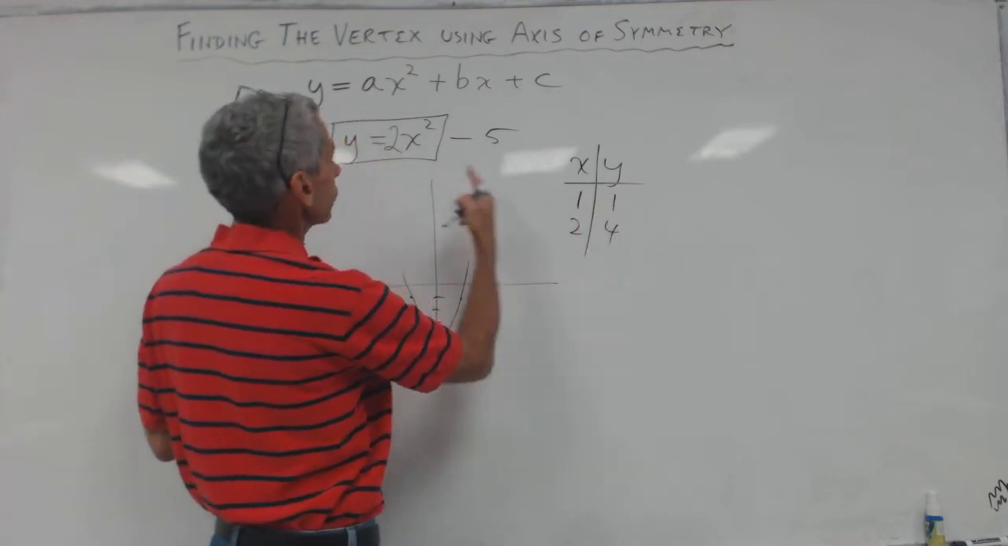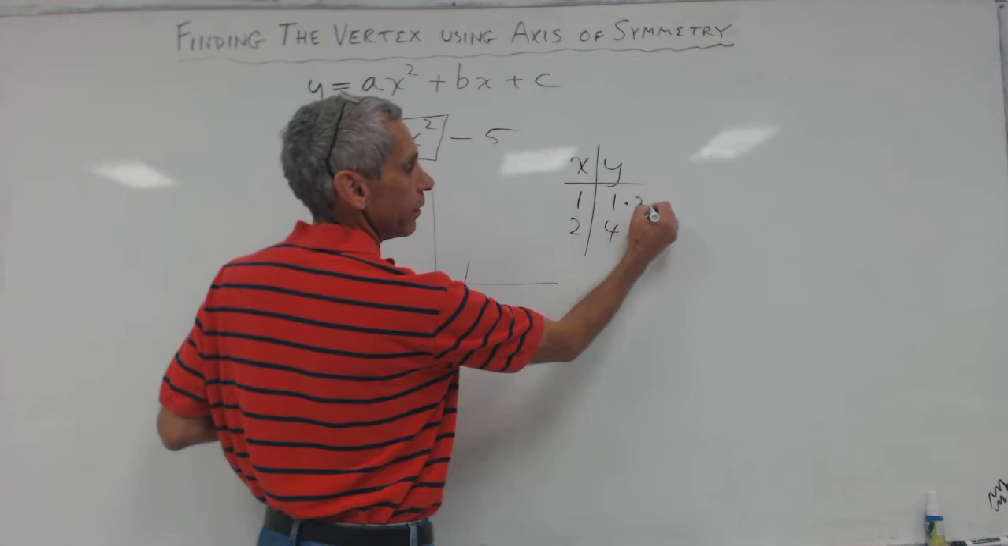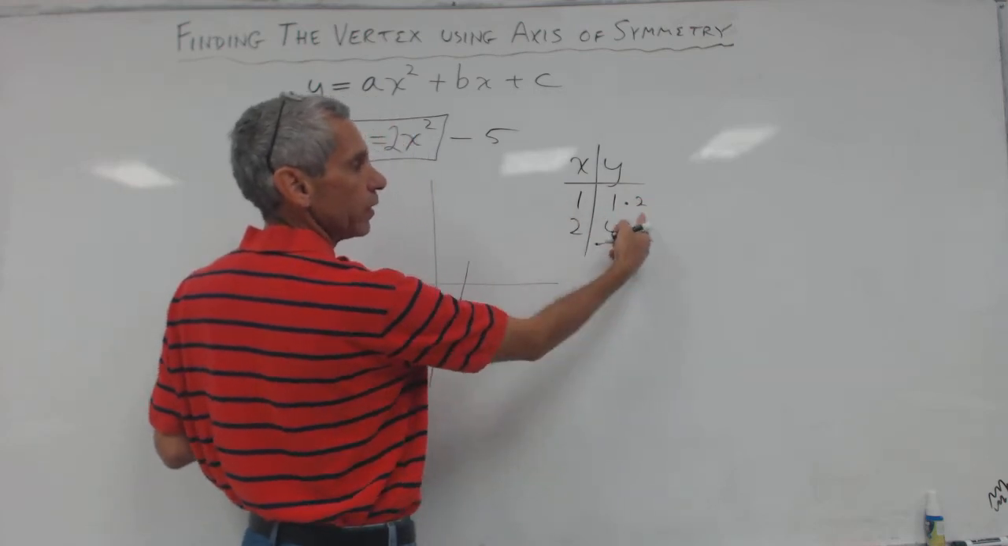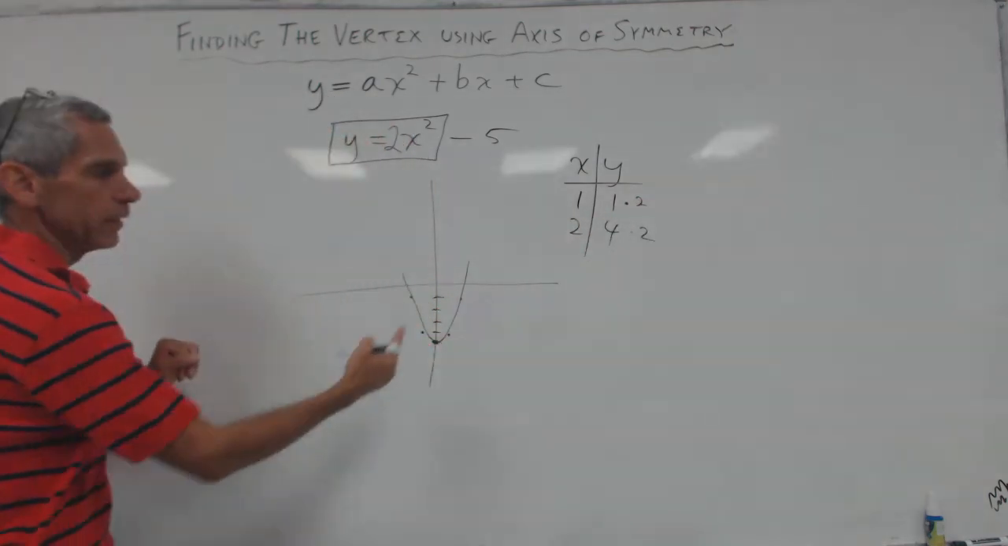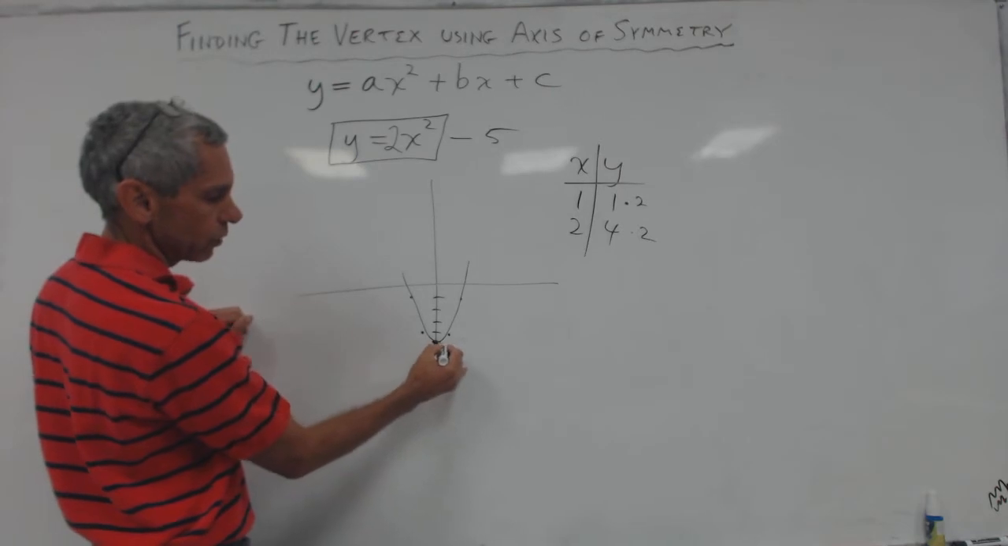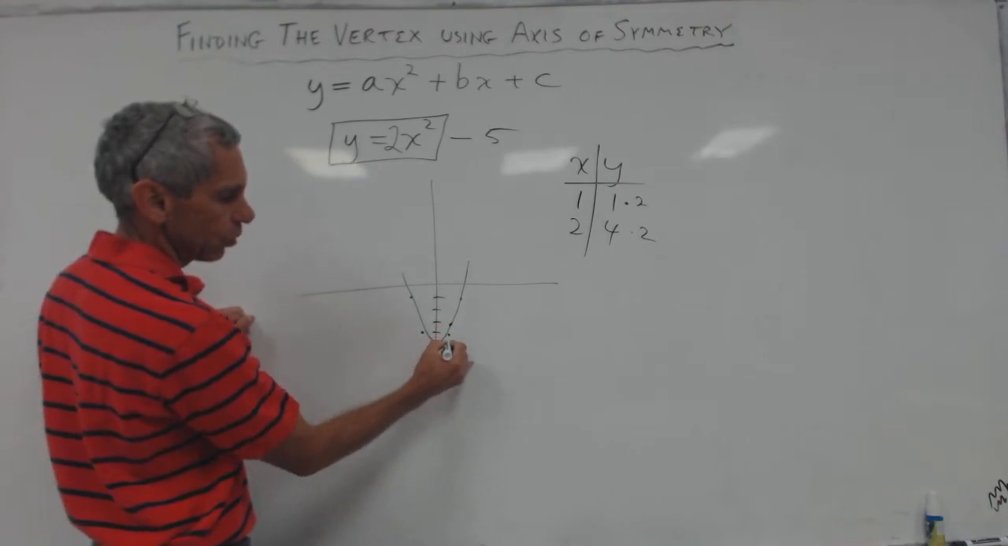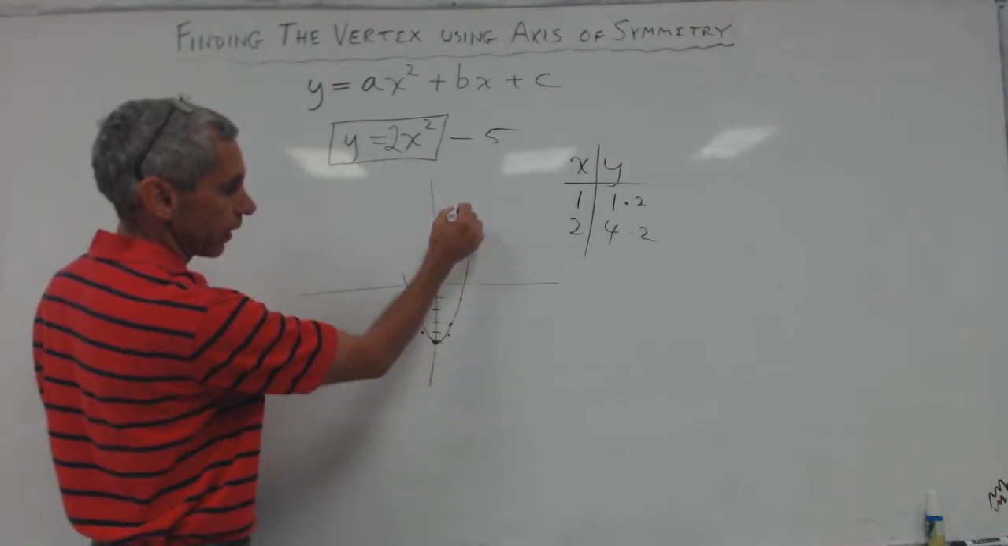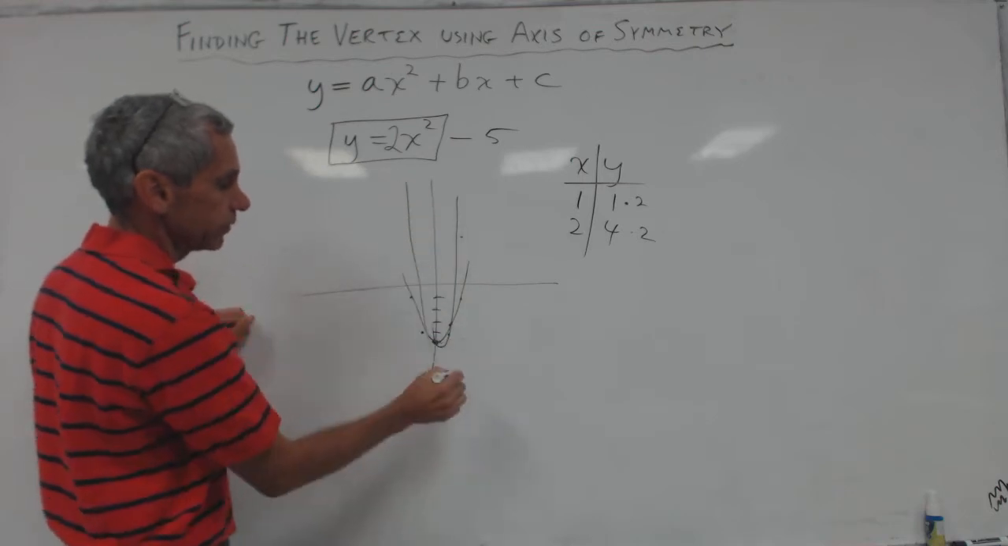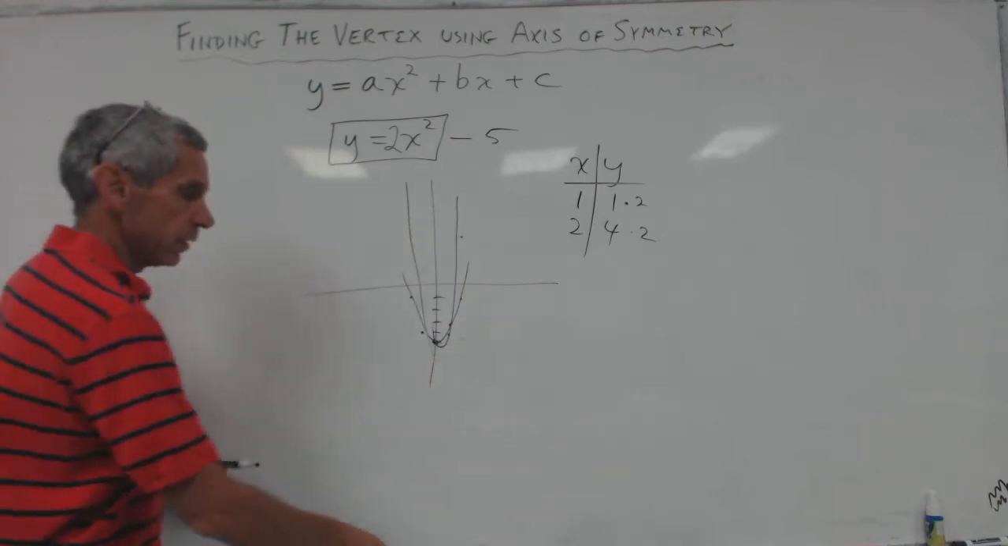What do I have to do? You gotta double the y. Times 2, times 2. So it's over 1 up 2, over 2 up 8, right? Over 1 up 2, and over 2 up 8. Something like that. So it's skinnier, right? It's a mess.